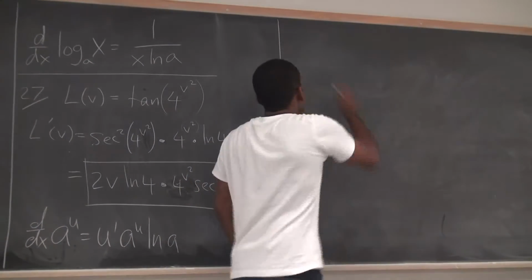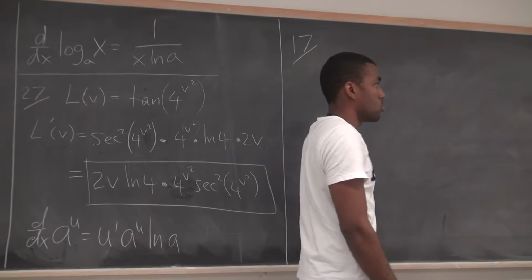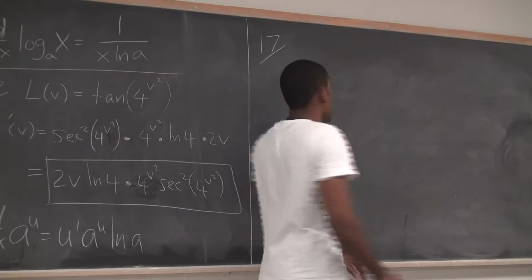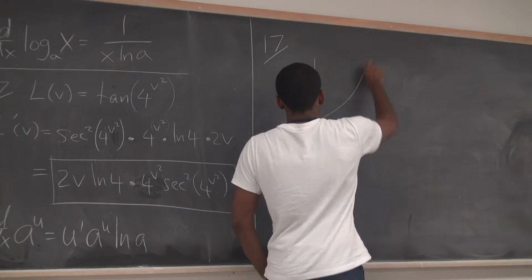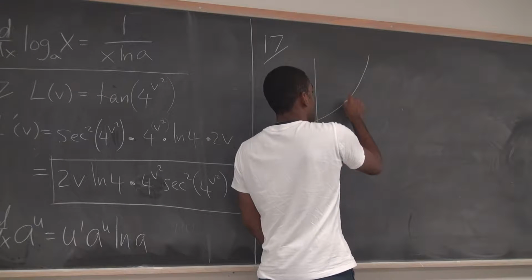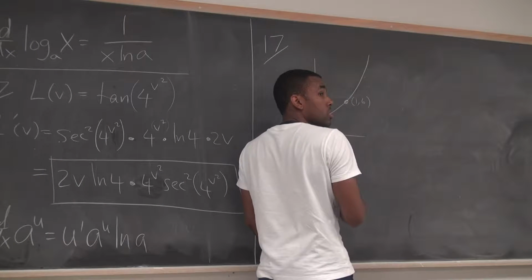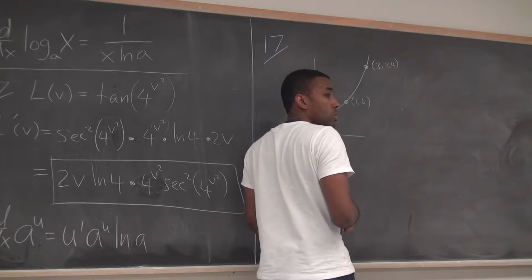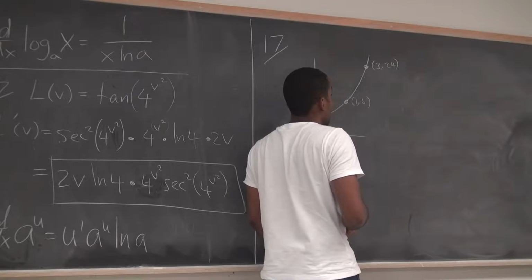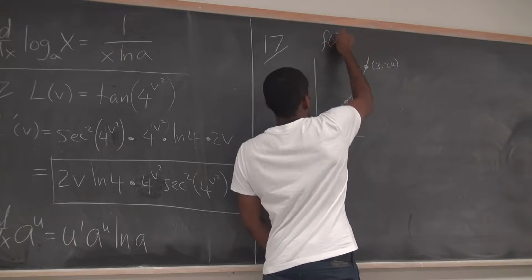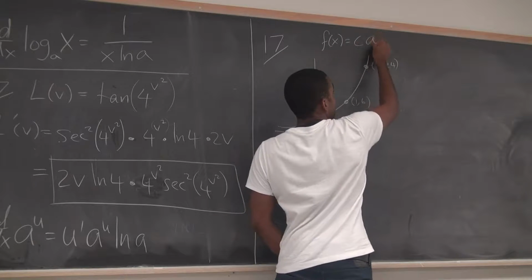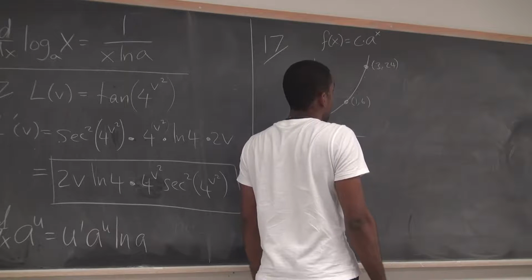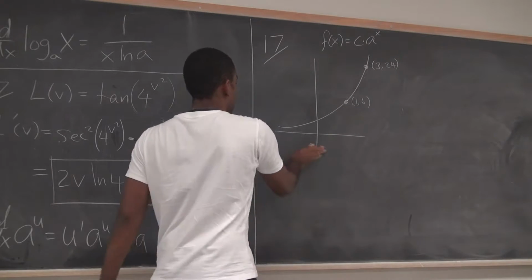Problem 17. They gave you a graph of an exponential function, with a point (1, 6) and another point (3, 24). There's a constant, and you say f of x equals c times a to the x. And you want to find what the function is. Okay. How do we do that?